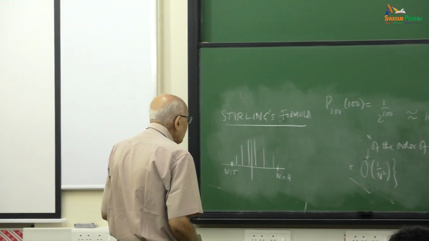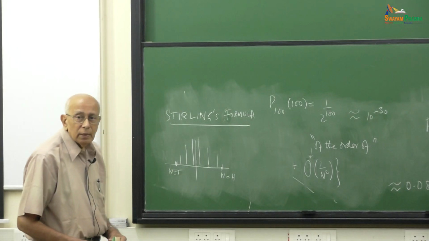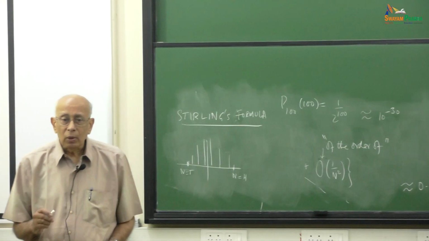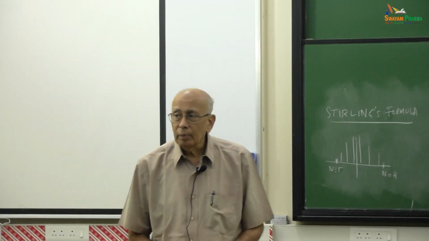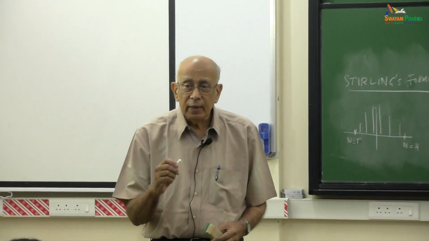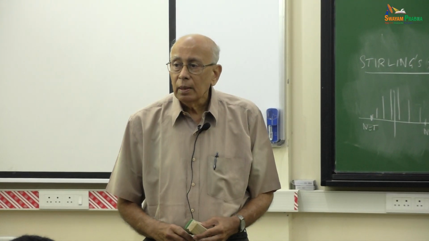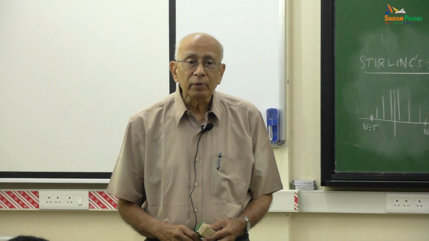So I want you to calculate, and this is a good exercise. Take 100 fair coins and calculate the probability, not that you had 50 heads and 50 tails, for which we got this answer here, but the probability that you get somewhere between 45 and 55 heads.